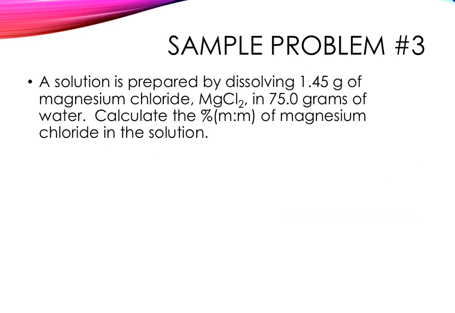So let's do a sample problem that's a percent solution problem. A solution is prepared by dissolving 1.45 grams of magnesium chloride in 750 grams of water. Calculate the percent of magnesium chloride in the solution, and we're told it's a mass-to-mass solution. All right, so if you want, go ahead and try it on your own, and then I'll walk you through.